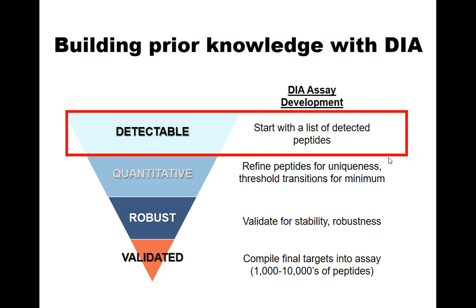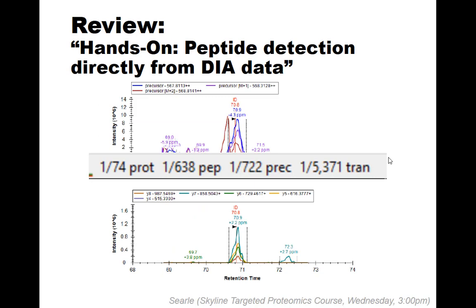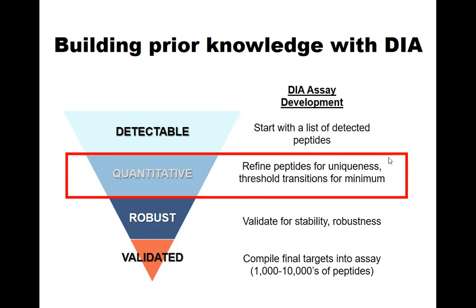So the first step is what we just did. Congratulations, you're already on your way. We've already started off with a list of everything that was detected in our sample. So with this walnut tutorial, we walked away with 74-something proteins, a couple hundred peptides, thousands of transitions. And this is small data, right? Brian already refined our list so that we were only looking at a set of proteins for a pathway. You can imagine how big this list gets if you're looking at everything, for example, in the human proteome.